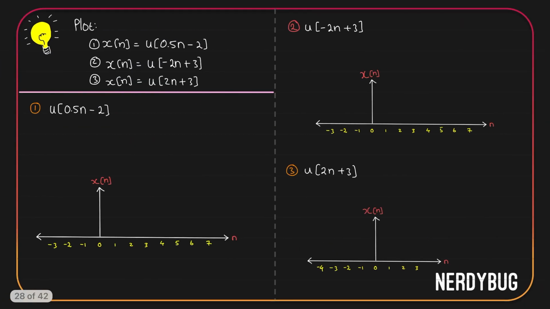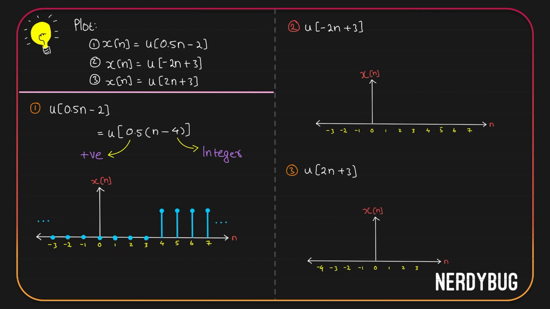Let's now solve some problems. The first question is to plot x of n, which is u of 0.5 n minus 2. First, let's write this in standard form. U of, we have to take 0.5 out, then it will be n minus 2 by 0.5 is 4. Two things we can see is the scaling factor 0.5 is positive and the time shifting factor is an integer. Since this is positive, we'll get a right-sided signal. Since this is an integer, the transition will happen at n equals 4. So our graph will look like this.